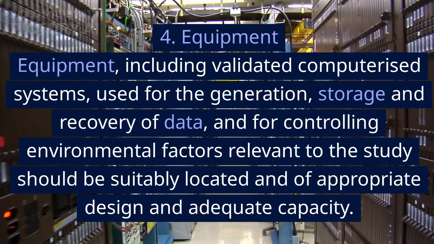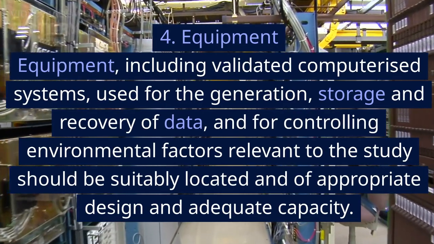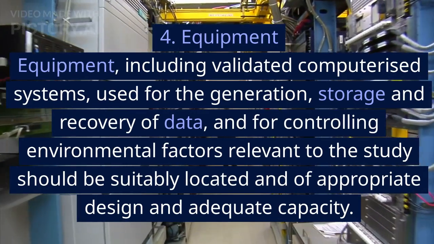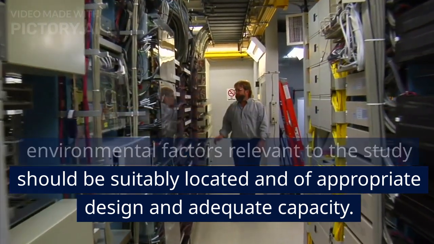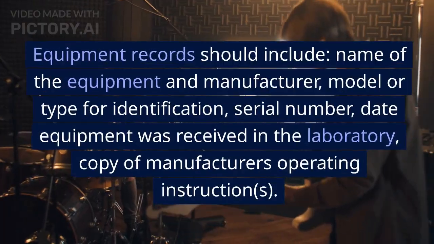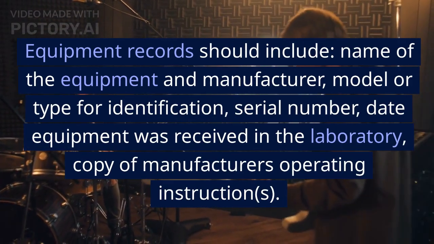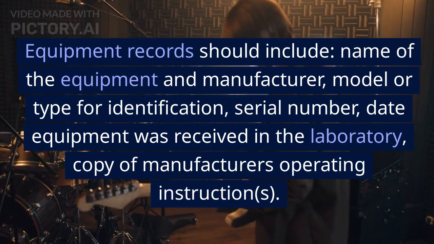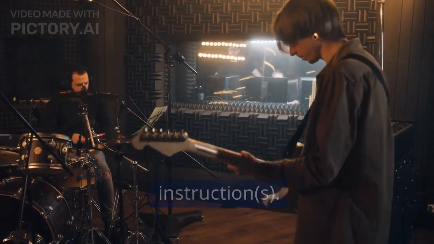4. Equipment, including validated computerized systems, used for the generation, storage and recovery of data, and for controlling environmental factors relevant to the study should be suitably located and of appropriate design and adequate capacity. Equipment records should include name of the equipment and manufacturer, model or type for identification, serial number, date equipment was received in the laboratory, copy of manufacturer's operating instructions.